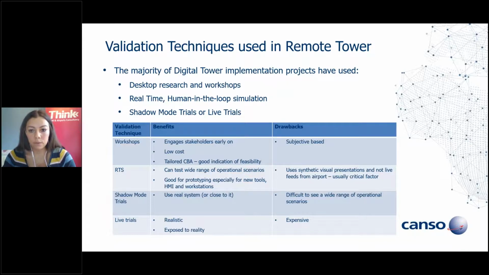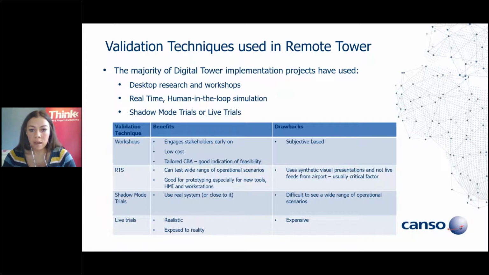Also, it can focus on iterative development of technical enablers, such as operating modes and operating procedures, for example. However, the main downfall of RTS is that it's using synthetic visual presentation. So you're not generally using the live feeds from the airport, so it's limiting the suitability to assess digital tower visual sensor presentations, which generally is a critical factor.